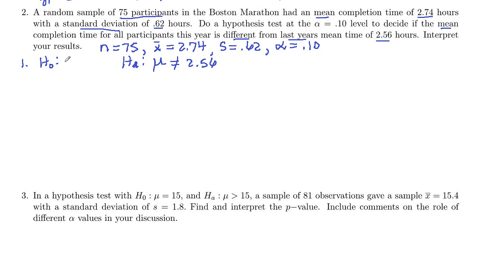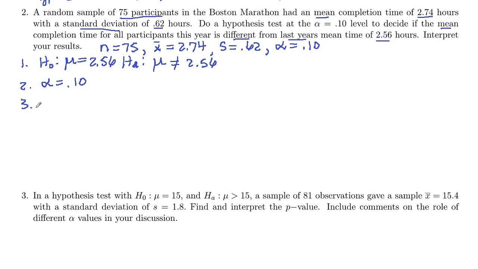And then your null hypothesis here is going to be that the mean does equal 2.56. So those are opposites of each other. Step 2, you are going to determine your alpha. In this case, it is given. Alpha is 0.10. So that's the probability of a type 1 error.